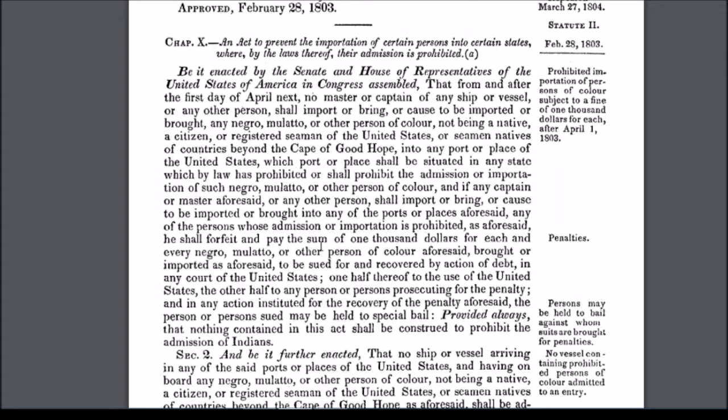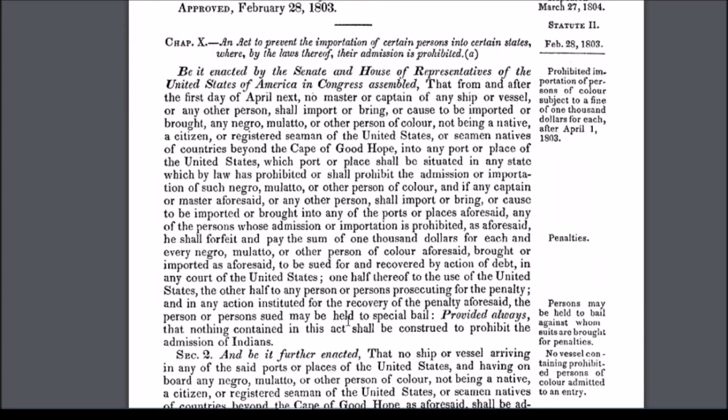And if you did, you shall pay the sum of $1,000 for each and every Negro, mulatto, or other person of color aforesaid, brought or imported as aforesaid, to be sued for and recovered by action of debt in any court of the United States, one half thereof to the use of the United States, the other half to any person or persons prosecuting for the penalty, and in any action instituted for the recovery of the penalty aforesaid.